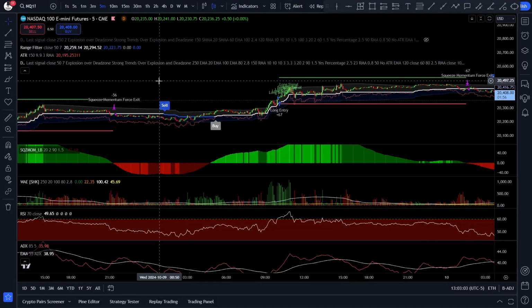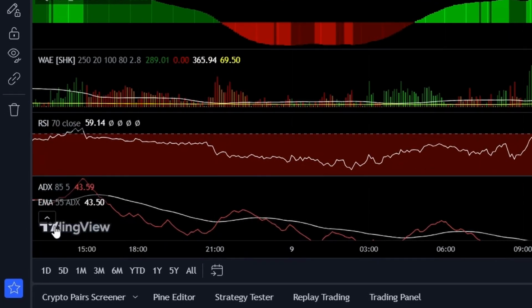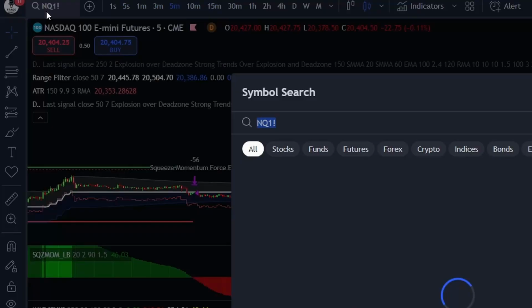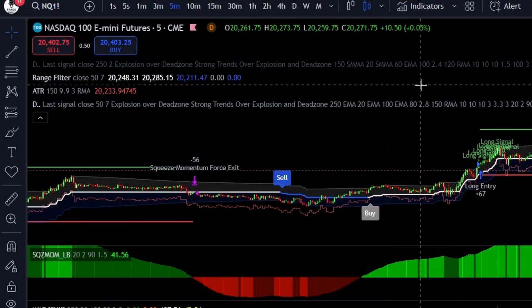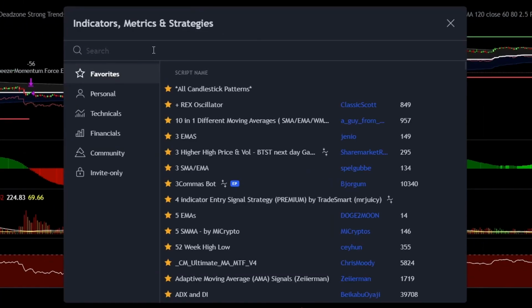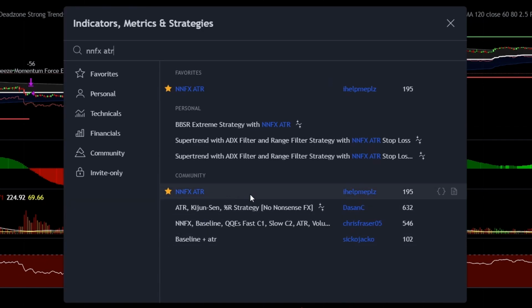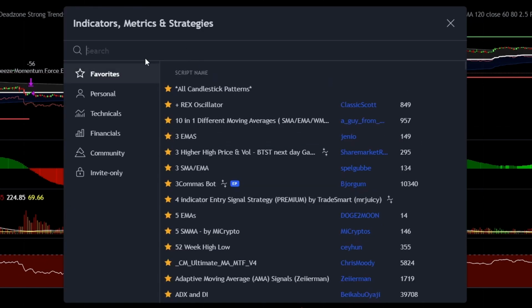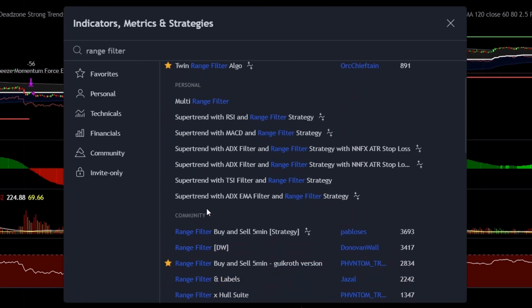Okay, so let's go over the simplified version of this optimization. To trade it manually, first open up TradingView and set up the NQ1, this one, on the 5-minute chart. Then let's set our indicators. First of all, for our stop loss and take profit levels, we will use the NNFX ATR, this one. Then for trend confirmation, we will use the range filter, this one.